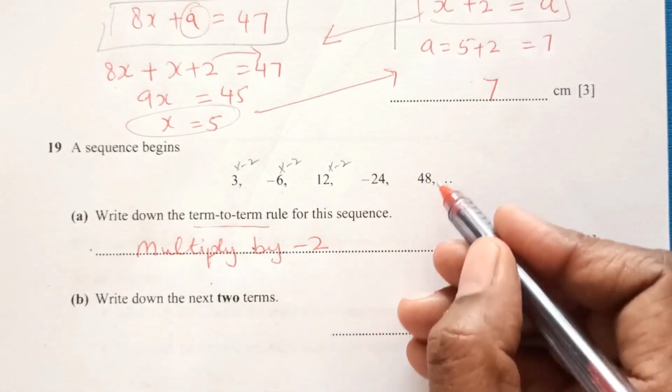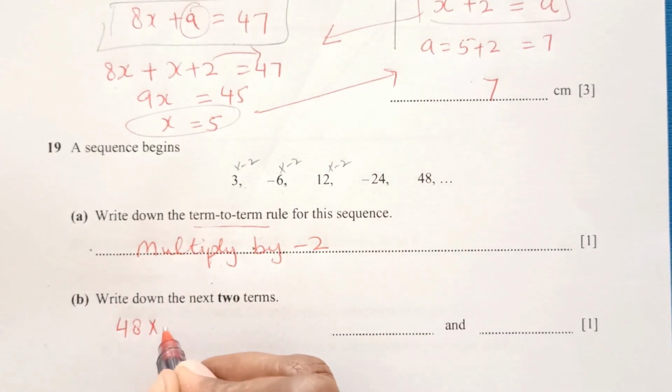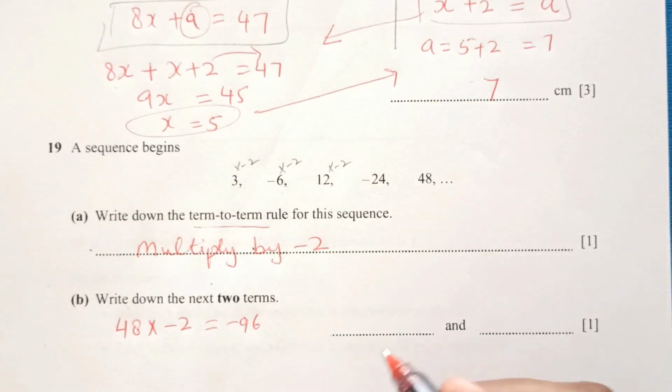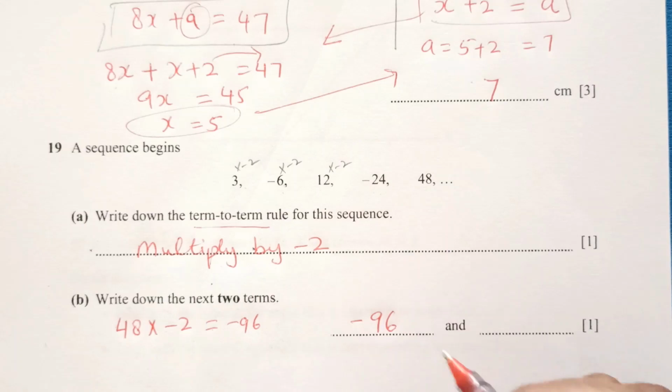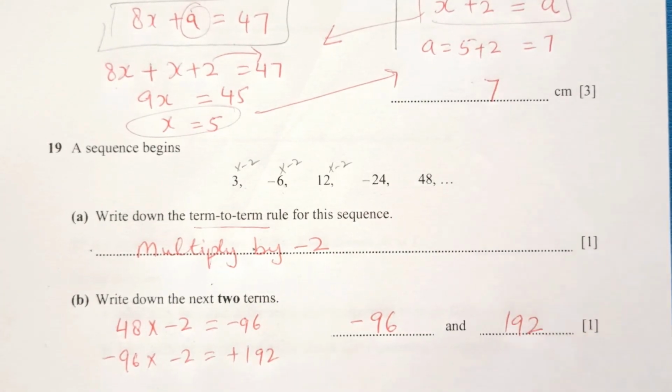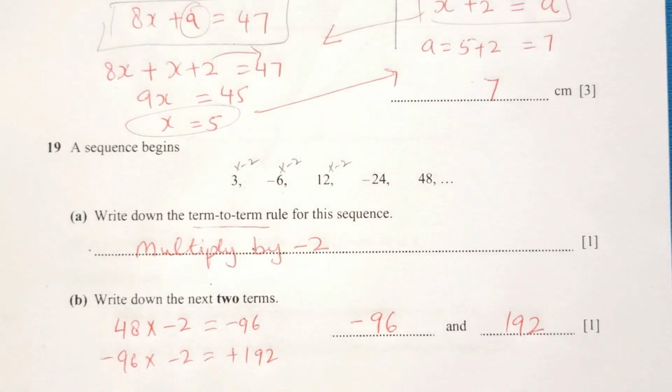Next two terms, the last one here is 48. 48 times negative 2 will be 96 with a negative sign, so minus 96. Then minus 96 times negative 2 will now become positive 192. So 192 will go in this column.